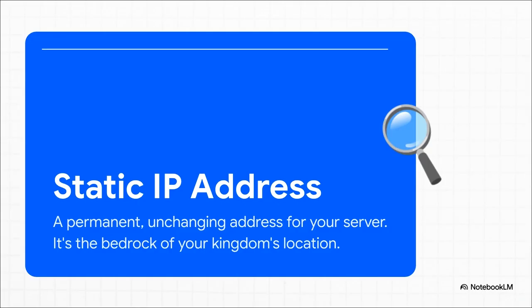Okay, let's zoom in on that first pillar for a second, the static IP. This is so important. This is not just some random address that your router hands out and can change whenever it feels like it. No way. You have to think of it like the permanent coordinates for your kingdom's capital city. It has to be fixed, totally unchanging, so that every other device always knows exactly where to find its ruler.